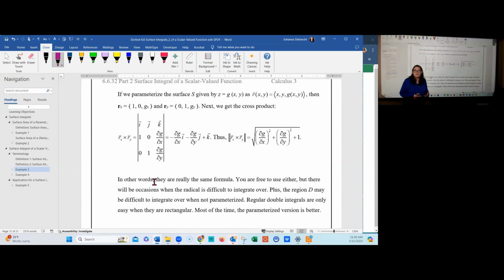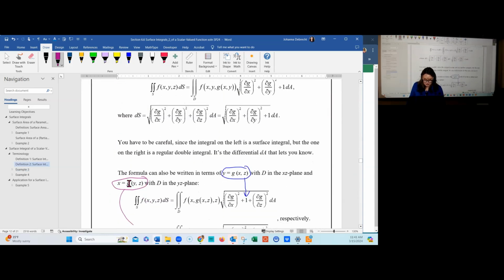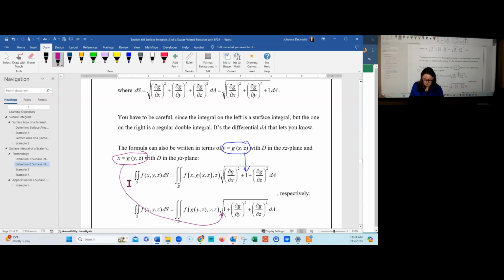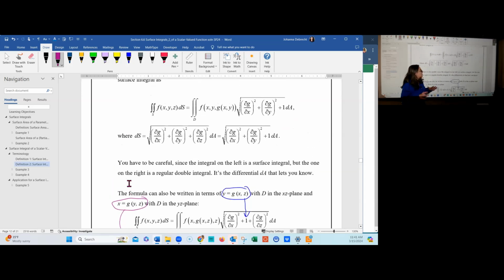So in other words, they're the same, all right? They're really the same method. You can use either one, but I will warn you that the formula with the square root in it often becomes very difficult to actually integrate. So here's what it looks like when you're projecting into the xy plane. You solve for z, and you would use this formula right here.